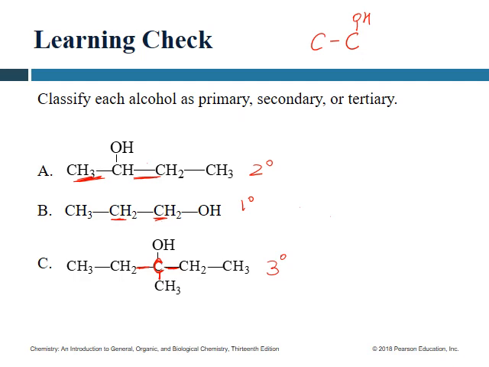We don't care what follows after this. What we care about is this particular carbon: how many carbons is it directly bonded to? How many alkyl groups is it directly bonded to? This is one alkyl group, this is one alkyl group, this is one alkyl group. So this carbon is bonded to 3 different alkyl groups. Therefore, this is a tertiary alcohol. Why is this important, primary, secondary, tertiary? Because this affects the properties of alcohols.